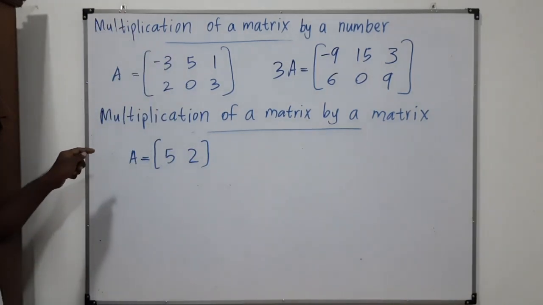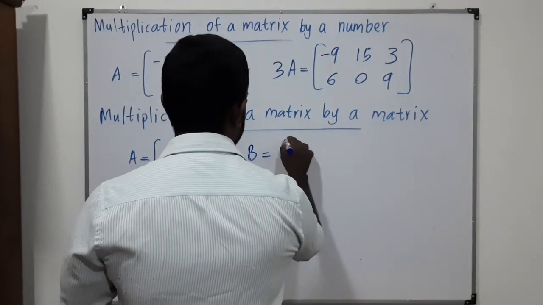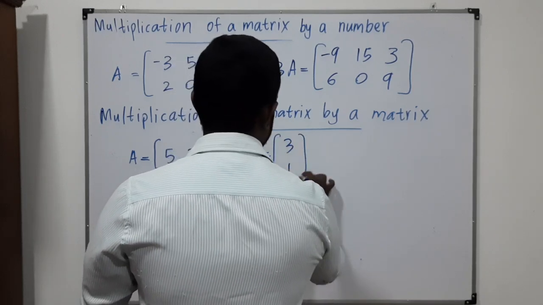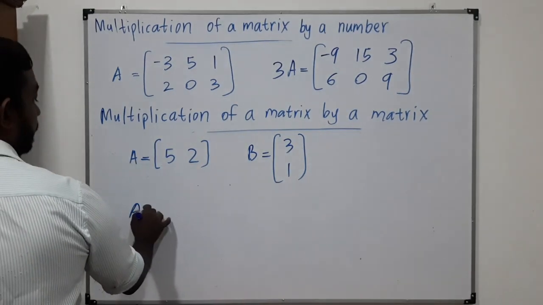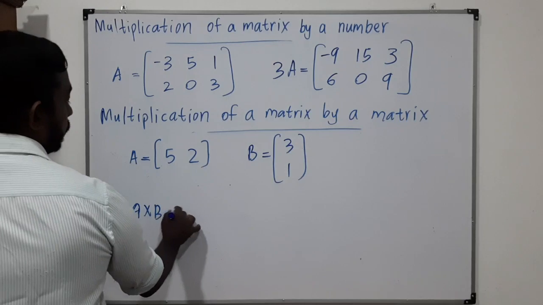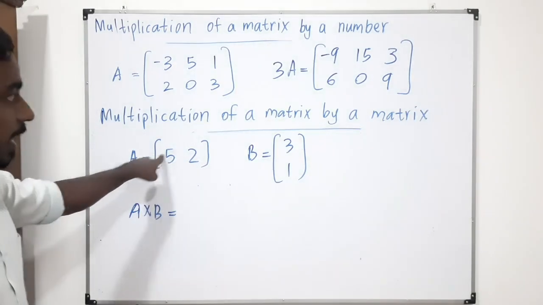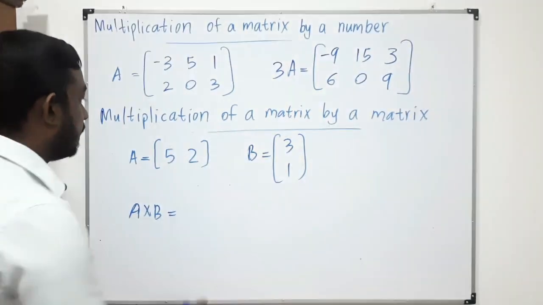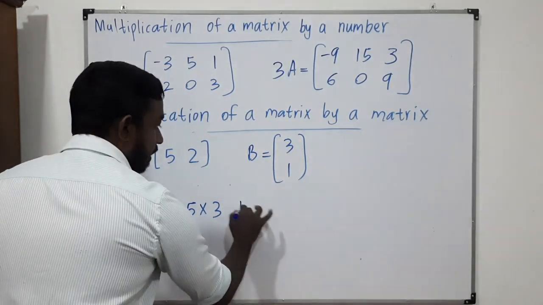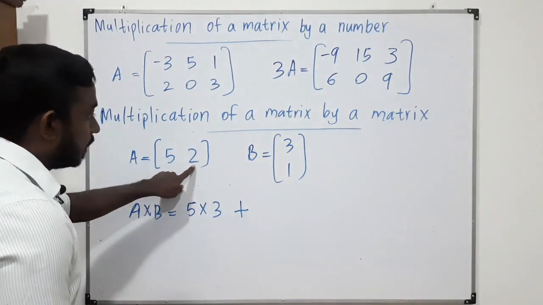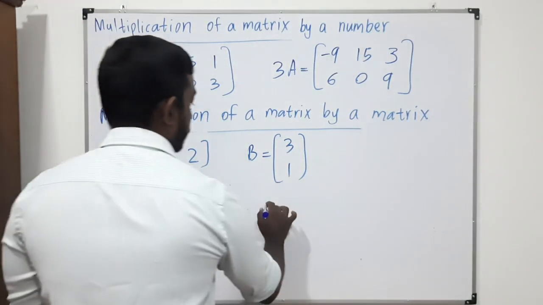As you can see, this is a row matrix, and B as 3, 1. Now, to multiply A and B, A into B, you have to be careful. This is the first element of this matrix, and this is the first element of this matrix. Therefore, we have to multiply those two. 5 times 3. Then we add an addition mark. Then the next element will be 2 times 1.